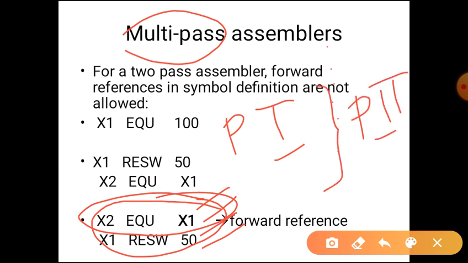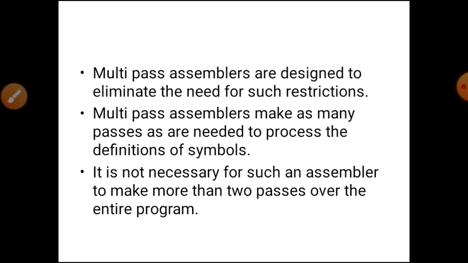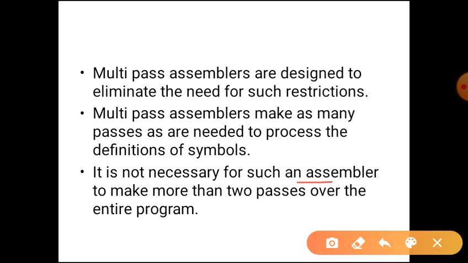That means the complete source program is not processed multiple times. The complete program is processed only two times, but only the EQU statements containing forward references are processed with multiple passes. So that is what multipass means. It is not necessary that the assembler make more than two passes over the entire program.